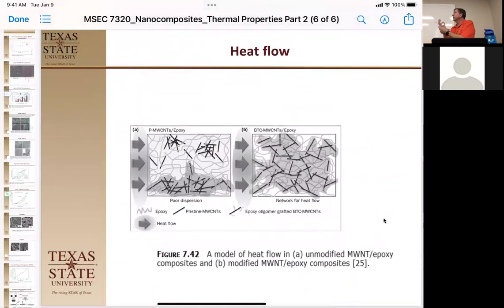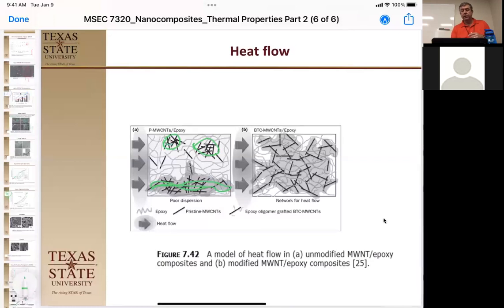We've talked about this a little bit, but I wanted to show this diagram because it's kind of cool, looking at the heat flow. If you have well-dispersed carbon nanotubes, you're going to have more than one thermal pathway. If you have poorly dispersed carbon nanotubes, in this case, this set is going to be the thermally conductive set. These are thermally isolated from each other.